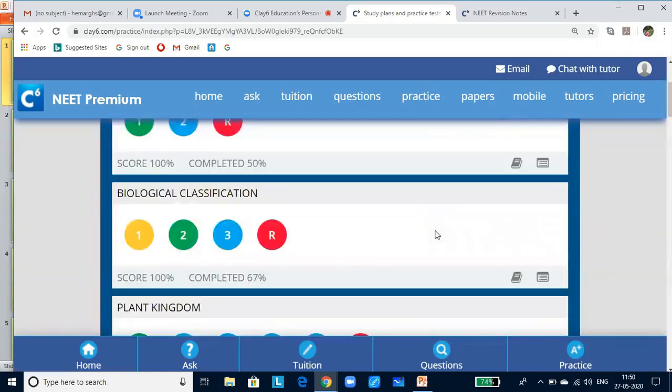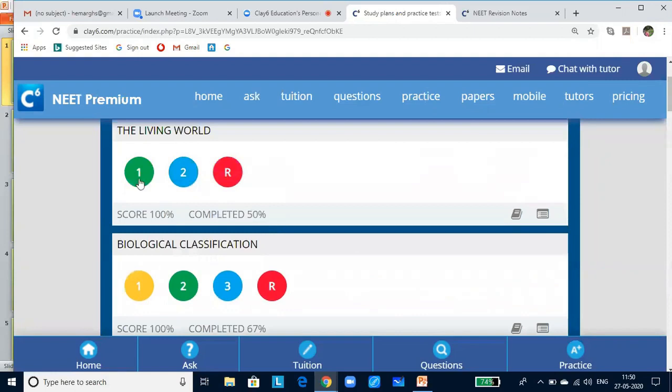So here you see a lot of colored bubbles. Each bubble is a test. If you see a green bubble, it means that you have already completed the test. But you can always revisit the test any number of times for revision or to improve your scores. A blue bubble indicates that you have not taken the test yet and you are expected to complete it. And a yellow bubble indicates that you have not completed the test.